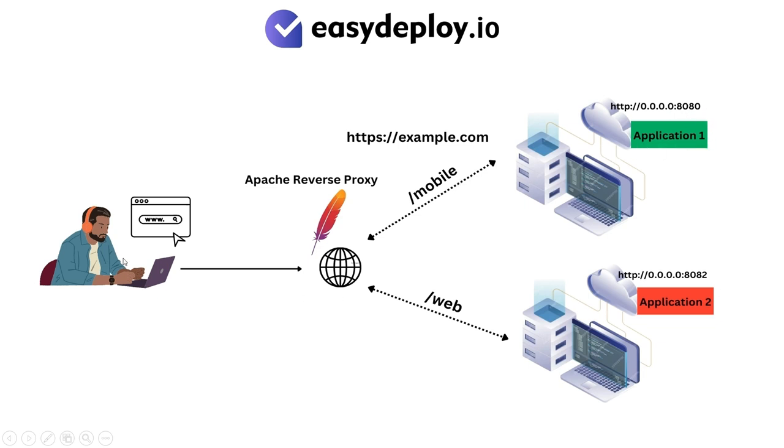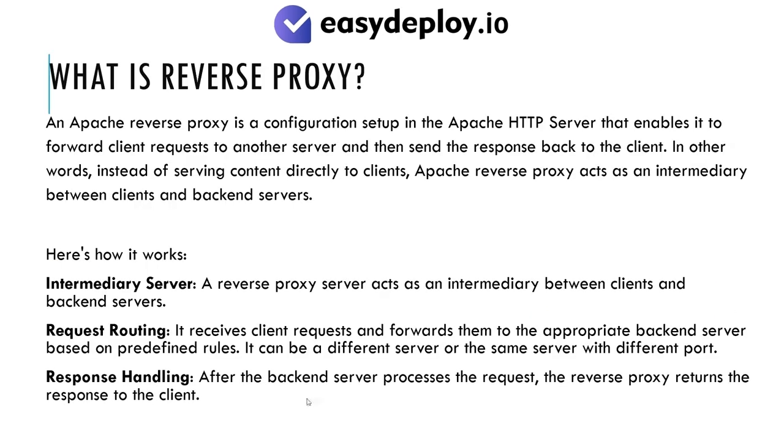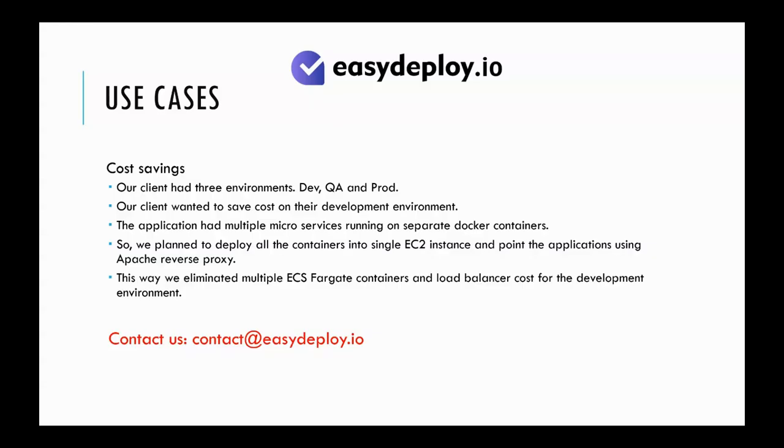And then if the client again requests a different path like example.com/web, he will be redirected to application 2, which has port 8082. Response handling. After the backend server processes the request, the reverse proxy returns the response to the client.